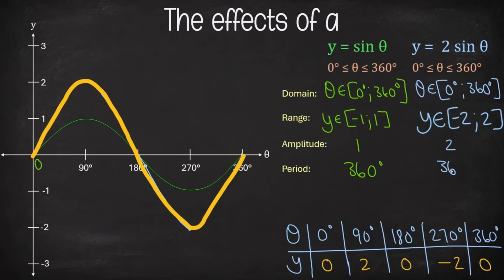And then just something that I need you to take note of. For grade 10, your period for the sin graph will always be 360 degrees.